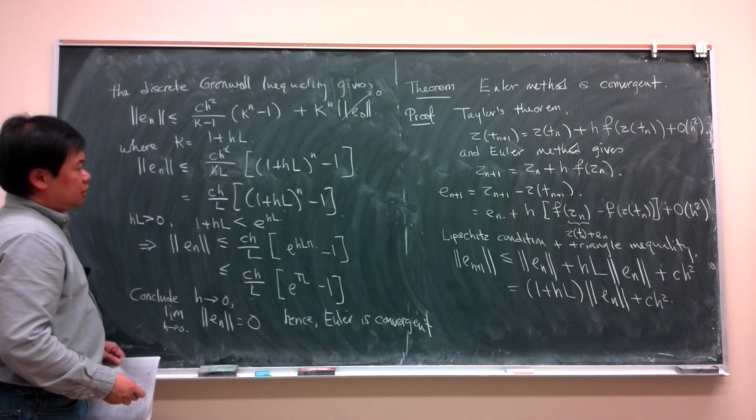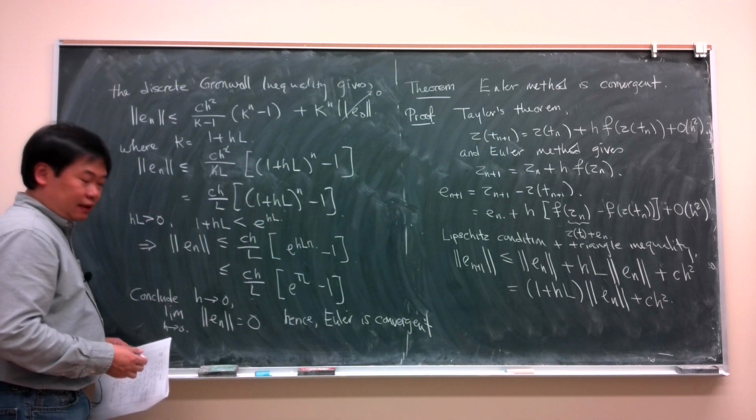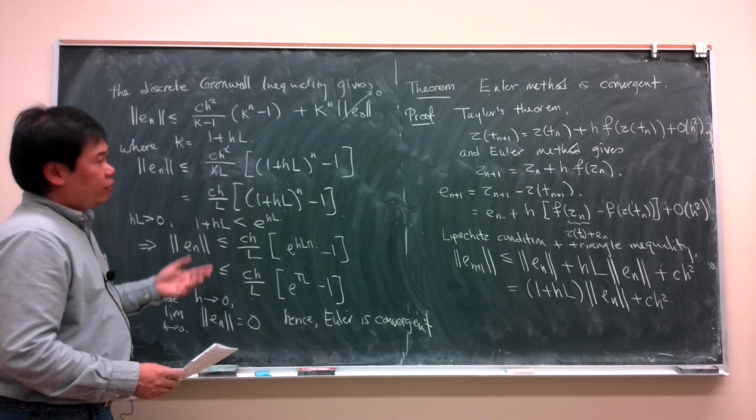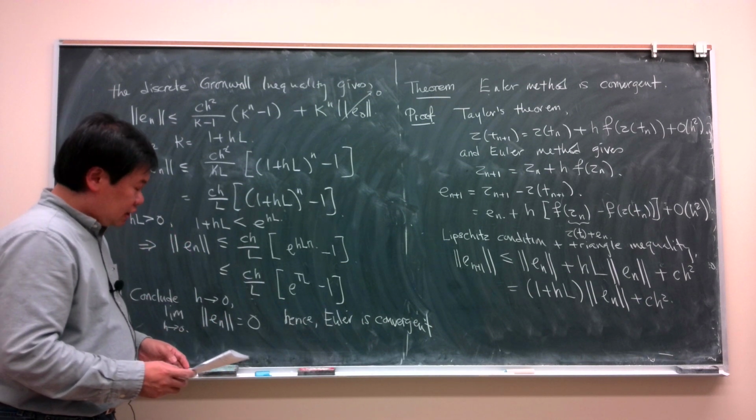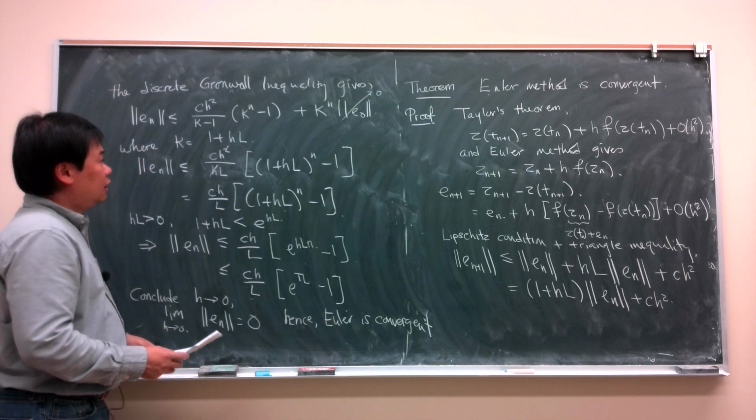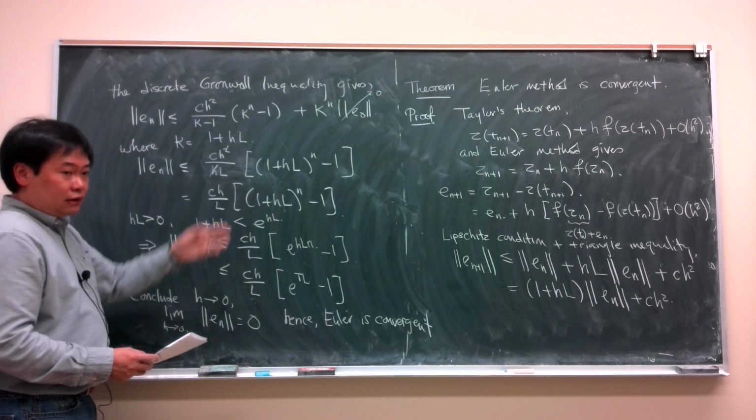All right. So that's basically, again, a proof that the method converges. And what we'll see later on is that there are other ways of proving convergence, but this is a fairly direct way of proving convergence of a relatively simple method.